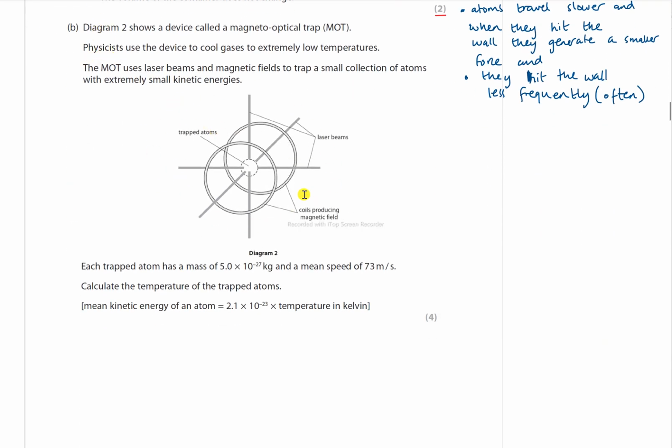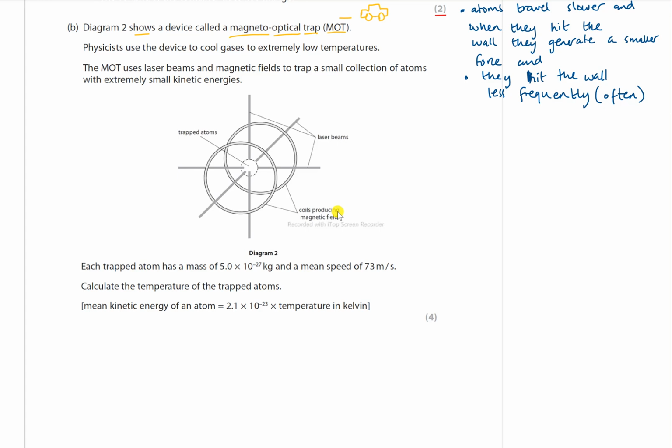This looks crazy, this does. Trapped atoms, laser beams, coils producing magnetic field. That looks like a boat or a ship's steering wheel. Okay, diagram 2 shows a device called a magneto optical trap. MOT, eh? I thought that was for cars. Maybe not.